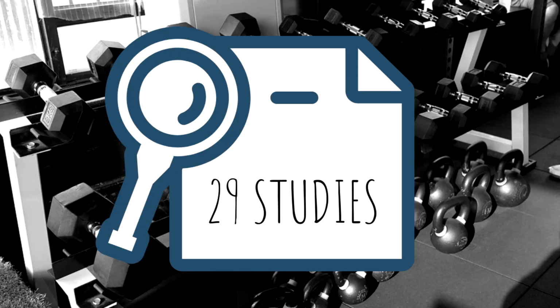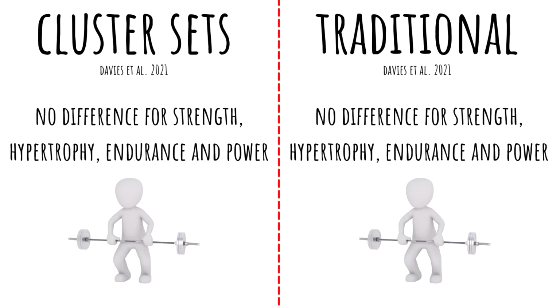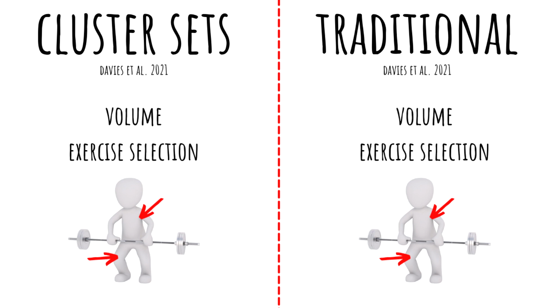And so once going through the body of evidence into this topic, they were left with 29 pieces of research to analyze. And so what did they find? Well, really, there was no difference between using traditional sets and cluster sets for the measures of strength, hypertrophy, endurance, and power. And furthermore, these results included looking at the training of different body parts, volume, and exercise selection.